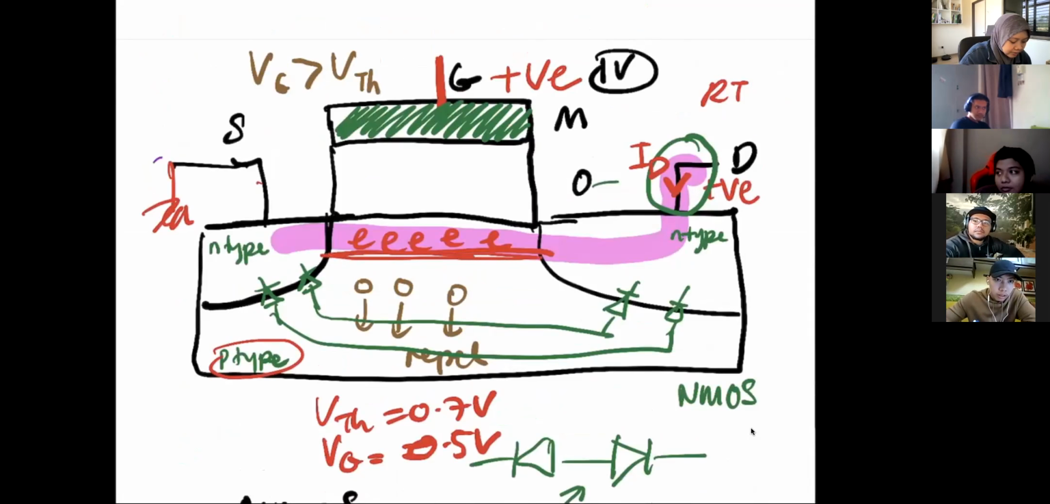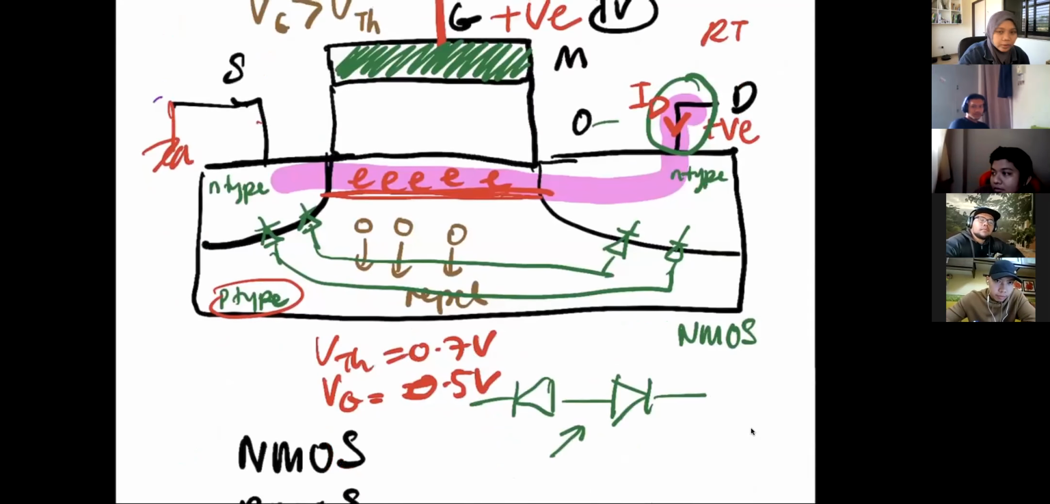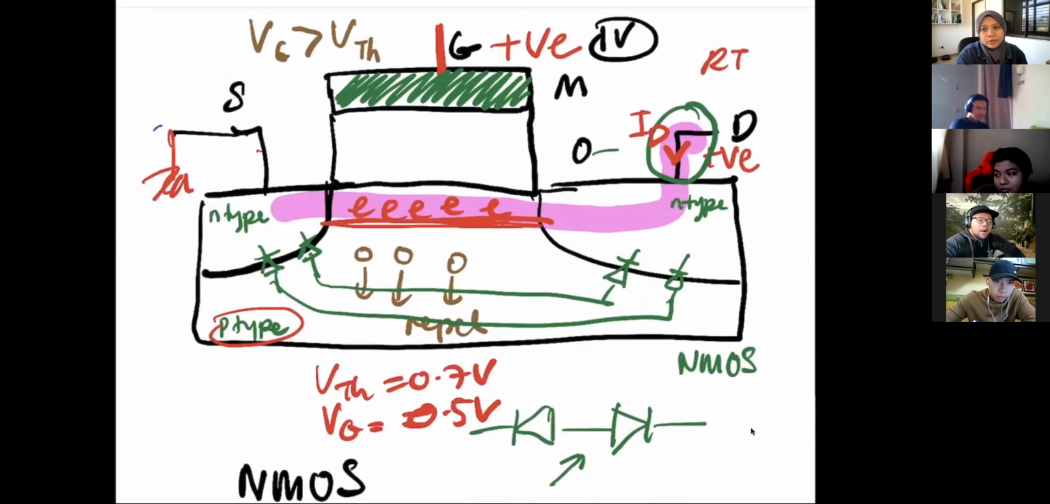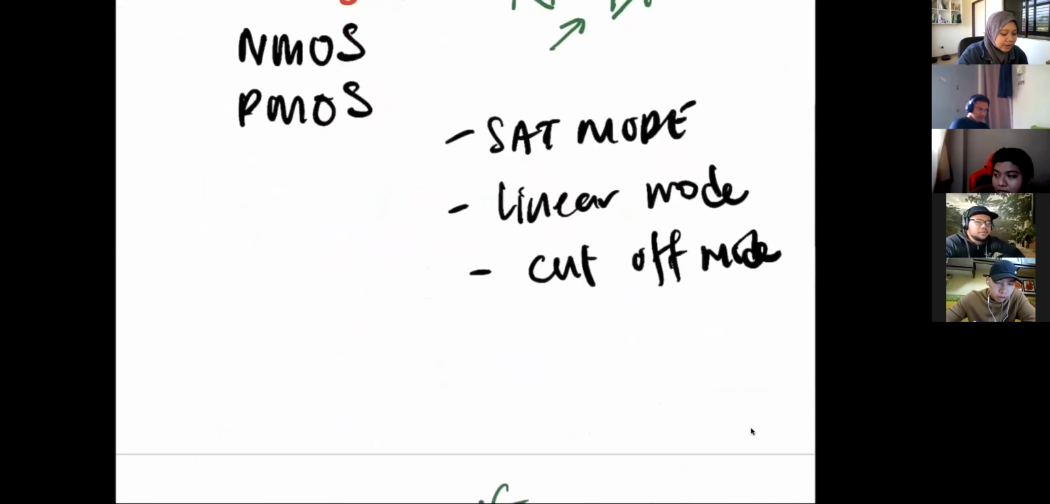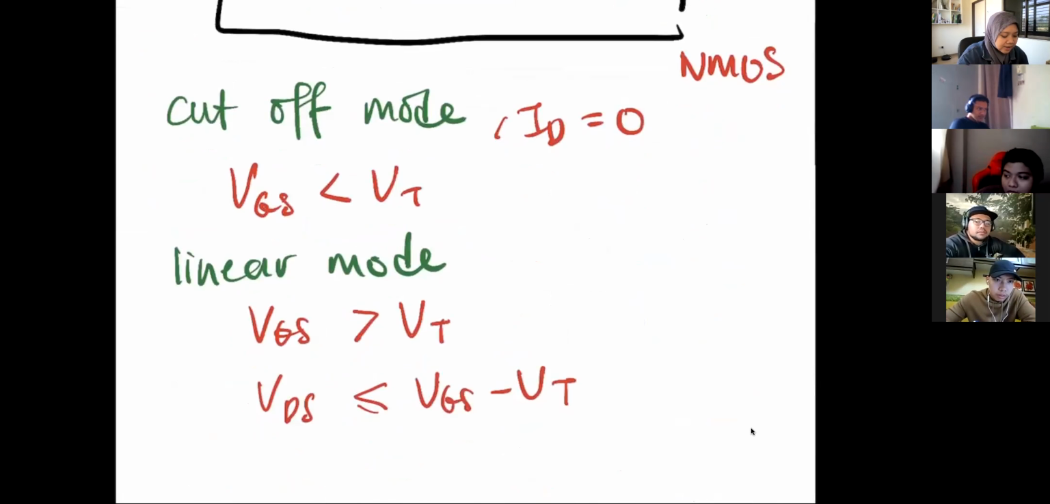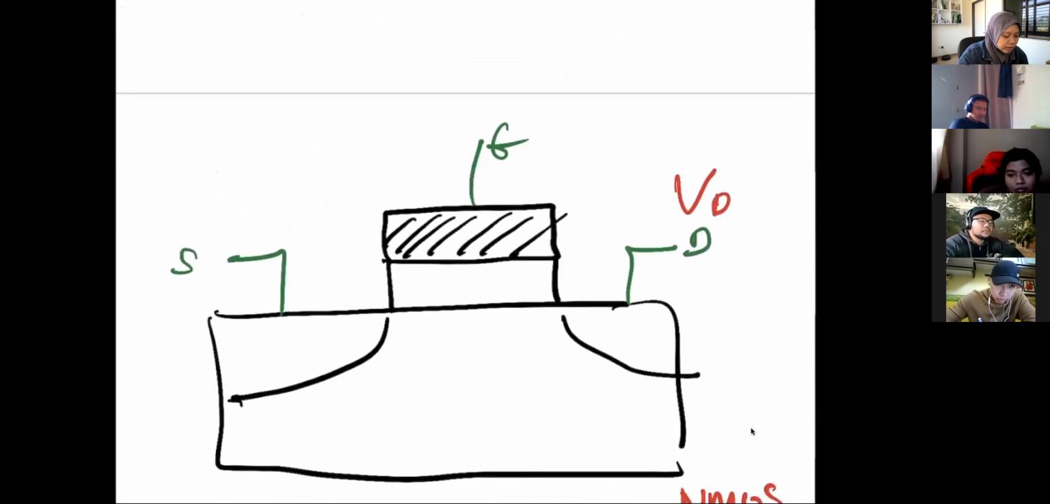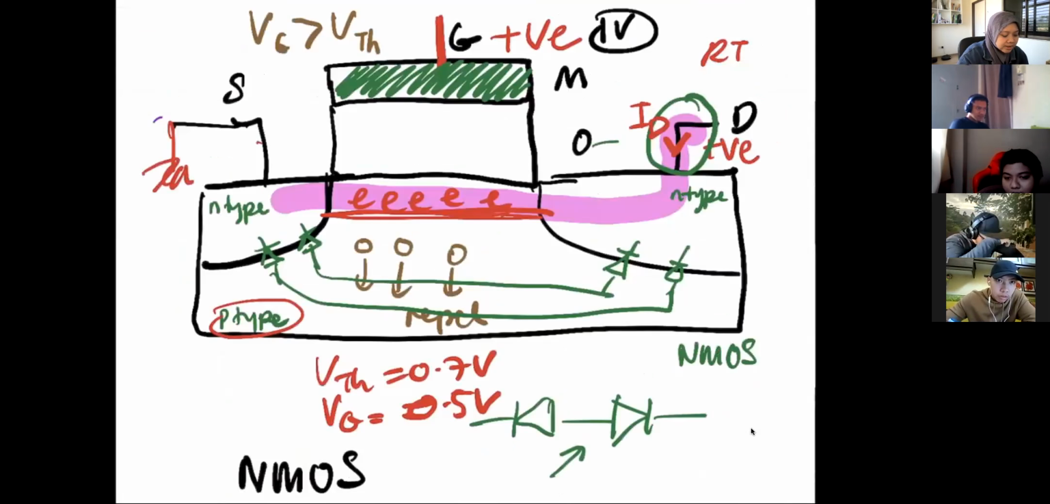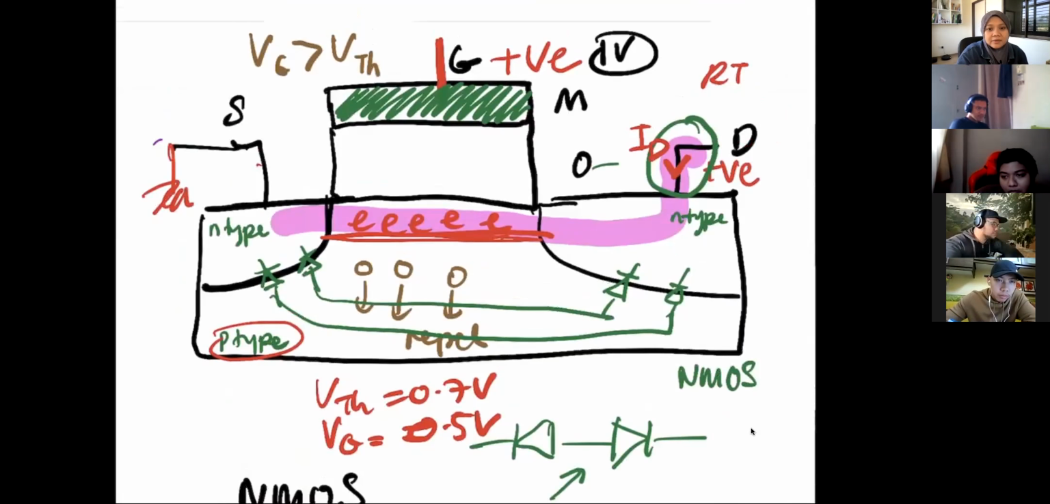It's straight like this, right? That's the linear mode. Okay, when everything is normal, it means that VDS is less than VGS minus VT. Then you will get, I won't draw it for you, this figure. This is what happens when it's in linear mode.